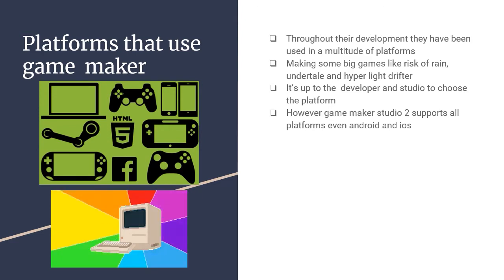So it's up to the developers and studios to choose what platform they want because GameMaker Studio 2 allows them to develop on practically anything. It's really up to the developers if they want it only on PC or Xbox or Switch or just phones. However, like I said, Studio 2 does support all platforms, even the phones, which is a pretty big market as well.